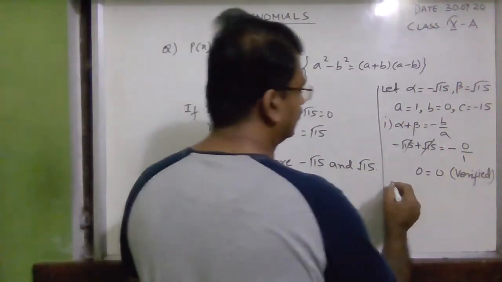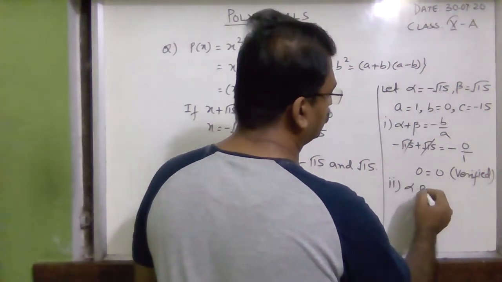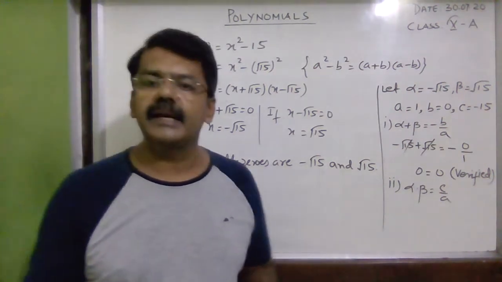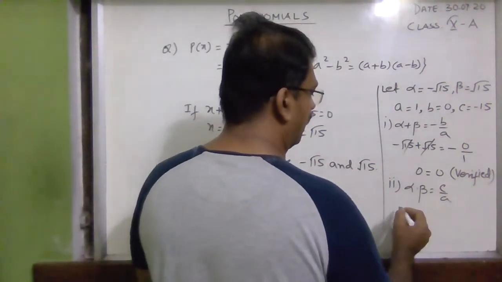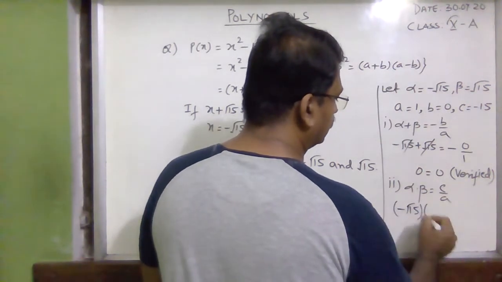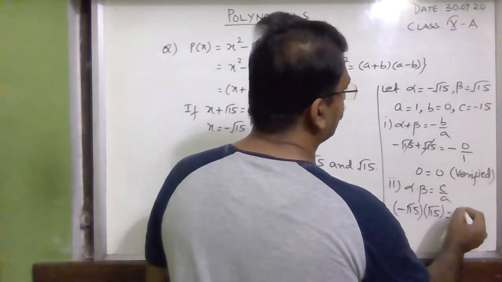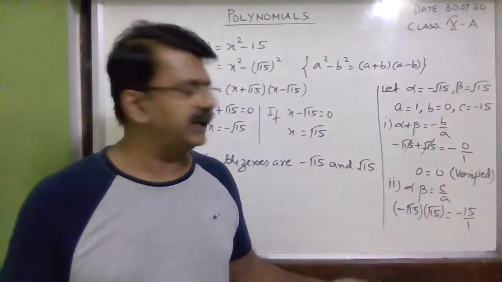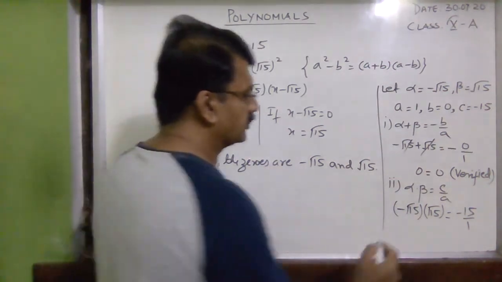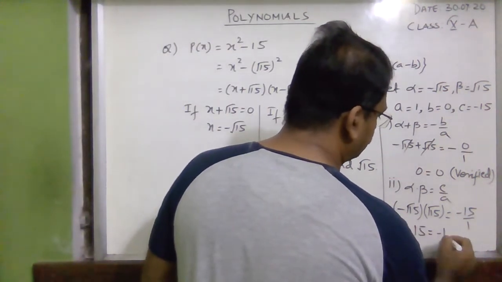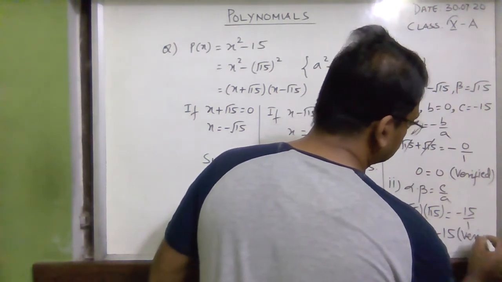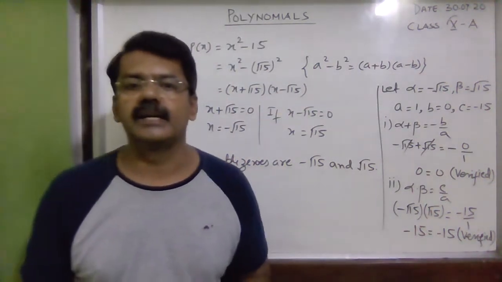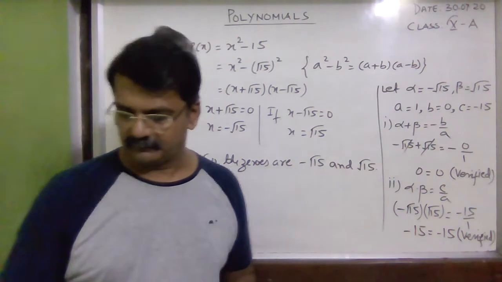Okay, the second part, alpha into beta is equal to c by a. Now minus root 15 into root 15 is equal to c is minus 15 upon 1. Now you see root 15 into root 15 will be 15 only, and minus into plus is minus. So minus 15 on the left hand side and minus 15 on the right hand side. So this is also verified. The second relation is also verified.